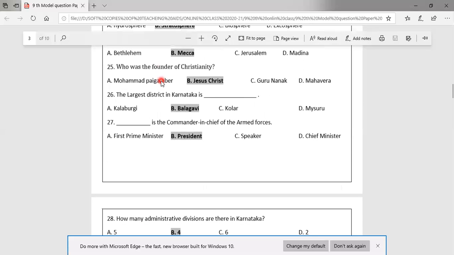26th question is, the largest district in Karnataka is option A, Kalburgi. Option B, Belagavi. Option C, Kolar. Option D, Mysuru. Option B, Belagavi is the right answer.